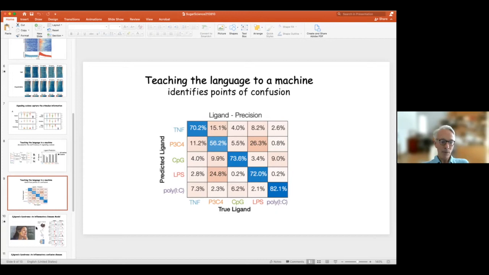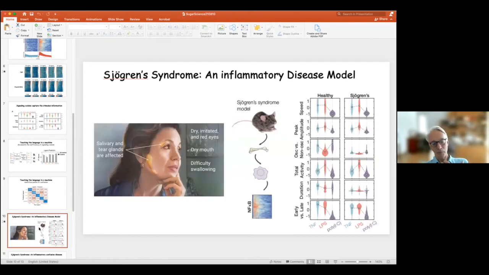But then we thought, okay, how about macrophages from a mouse that models Sjögren's syndrome. Sjögren's syndrome, I think you're probably familiar with this, is an autoinflammatory or autoimmune disease. And interestingly, it flares up sporadically, right? It's not always chronic. It's not really persistent. It's flares.